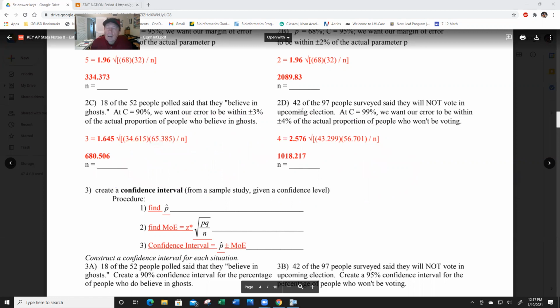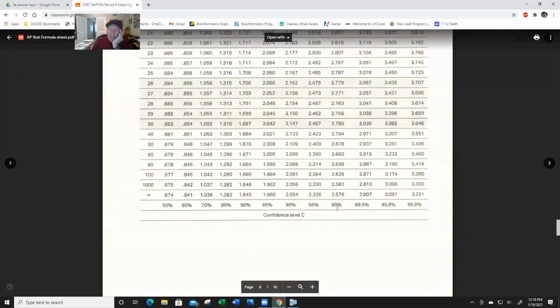42 of 97 people surveyed said they will not vote in the upcoming election. At a confidence level of 99, we want our margin of error within 4%. First thing, I need to get 99% confident what that is. 99% confident is 2.576. This is the last one that people usually remember. They usually remember 90, 95, and 99. So 2.576.